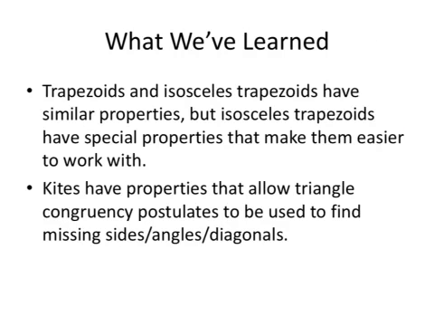So we've learned trapezoids and isosceles trapezoids have similar properties, but isosceles trapezoids have special properties that make them easier to work with. Also, kites have properties that allow triangle congruency postulates to be used to find missing sides, angles, and diagonals. We did not do that as part of an example problem, but it could be done. And we did show you how to use the hypotenuse leg theorem with that. So that's it for now for kites and trapezoids.